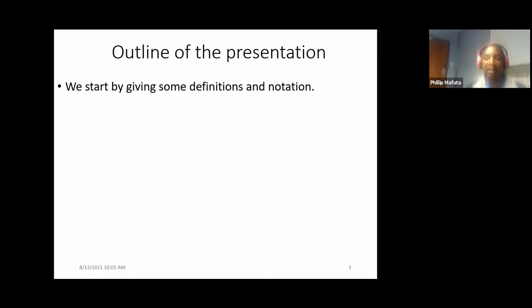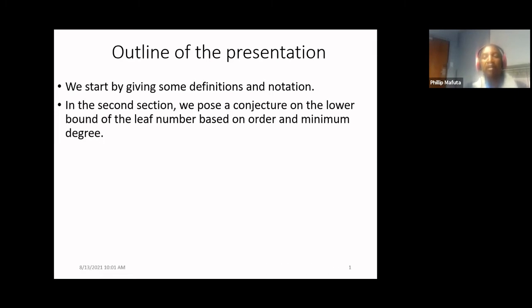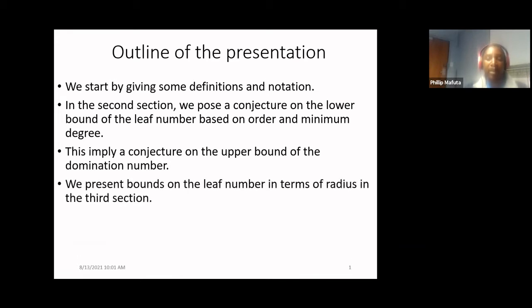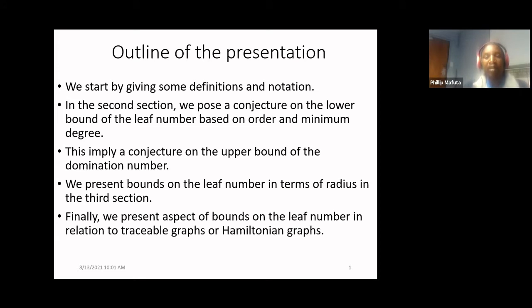I'll start by giving definitions and notation. Then in the second section, we present bounds on the leaf number based on minimum degree and order. These imply upper bounds on the connected domination number of a graph. In the third section, we also talk of bounds on the connected domination number and leaf number in terms of radius and minimum degree. Then we finally show how these bounds are important in establishing sufficient conditions for a graph to be either Hamiltonian or traceable. Here we are to consider only simple undirected connected graphs.